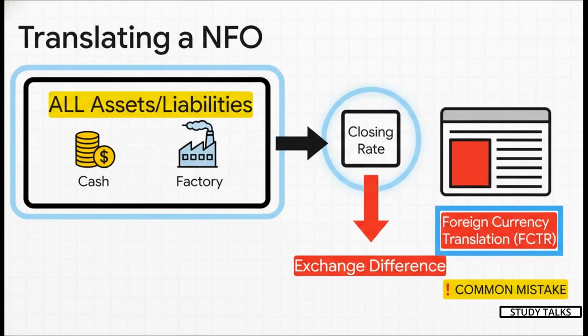But since the Dubai office is non-integral, the rules are completely different. This is a huge deal, so pay close attention. Instead of hitting the P&L, the exchange difference gets parked in a special reserve account on the balance sheet called the Foreign Currency Translation Reserve, or FCTR. All assets and liabilities get translated at the closing rate, and the difference goes to this reserve. This is a major difference and a classic exam trap.